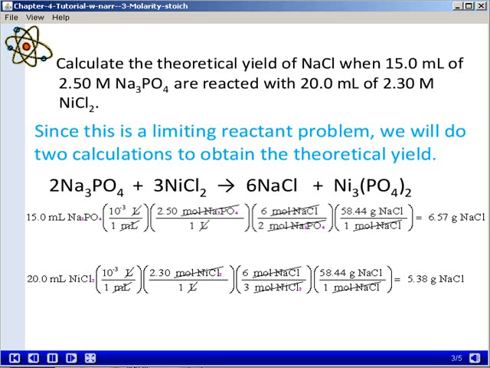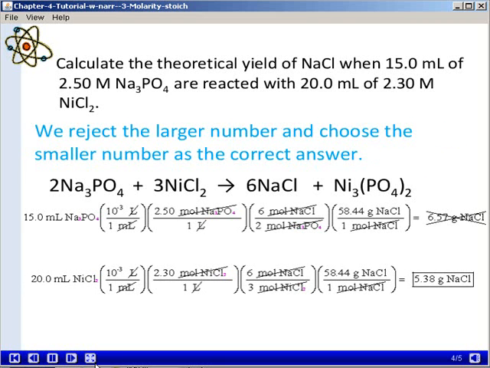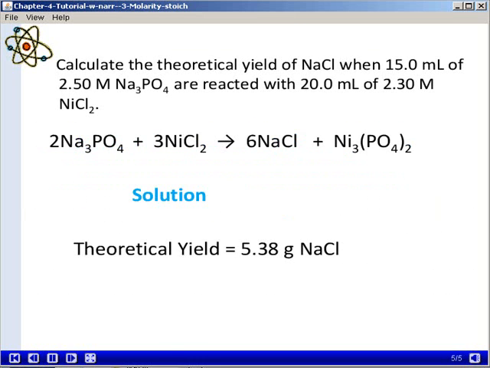A similar calculation starting with the nickel chloride and using the mole ratio of 6 moles of NaCl per 3 moles of NiCl2 gives us a result of 5.38 grams of sodium chloride. We can reject the larger number and choose the smaller number as the correct answer. That would be the second calculation that started with NiCl2. So that means that our theoretical yield in this case is 5.38 grams of sodium chloride.